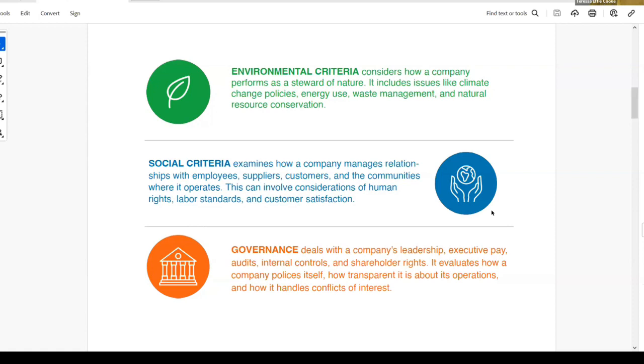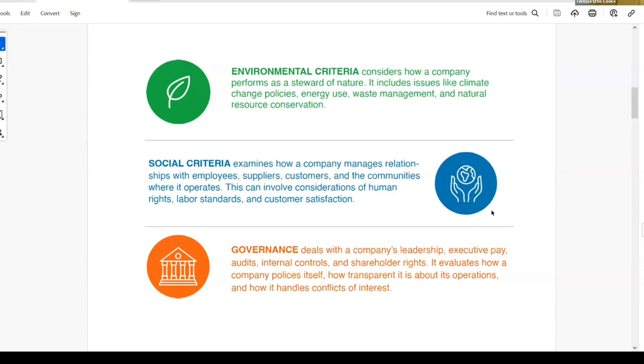And when I say stakeholders, I mean employees, suppliers, customers, and the community in which that company actually operates. So how are you behaving to the people who work for you, to the people who do business with you, to the community that you serve? And then when we talk about governance, we're talking about how a company deals with its leadership, including the board, and how a company manages executive pay, for instance.